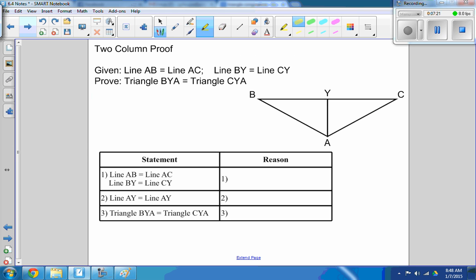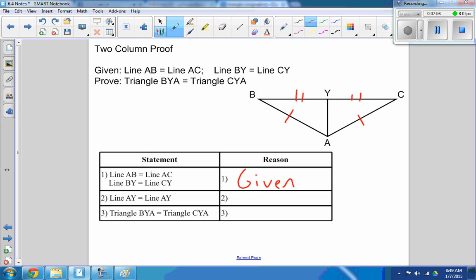So let's do some two-column proofs. We did these earlier in the year. So we've already got the statements lined up. We just have to fill out the reasons. So we're given AB is congruent to AC, BY is congruent to CY. And we have to prove that triangle BYA is congruent to triangle CYA. All right, the first statement, AB is equal to AC, BY is equal to CY, that was given to us.